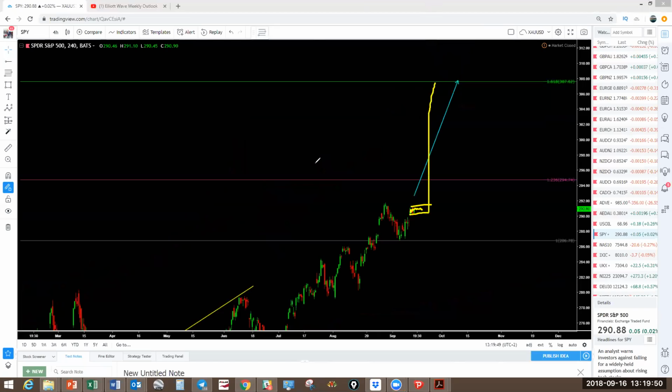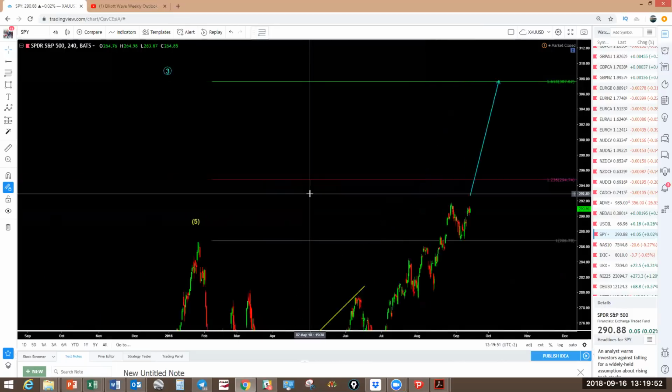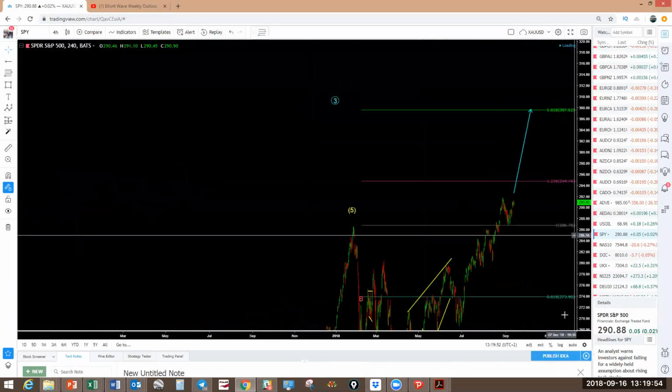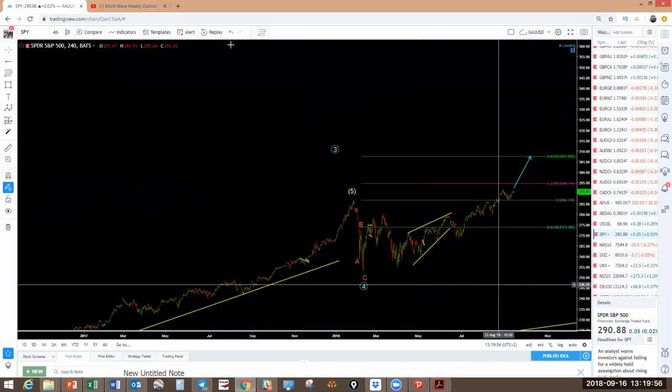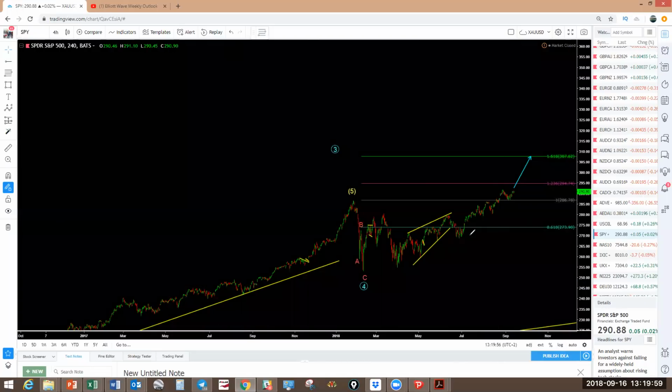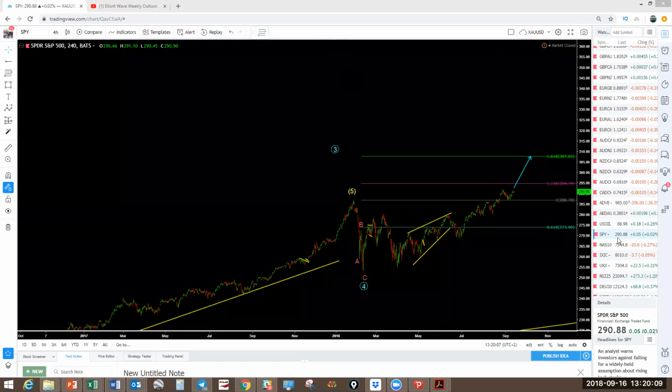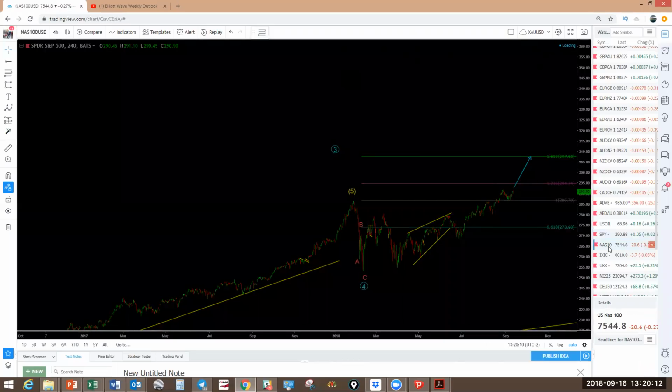307. Okay, so this peak here that we've been expecting the S&P 500 to break for so long has now been broken, corrected on top, and now we're going up. So this is why I'm expecting the indices to keep going higher and higher. So that is the S&P 500. Let's look at the rest. The NASDAQ should be similar.